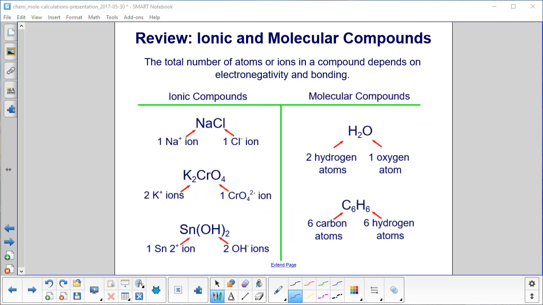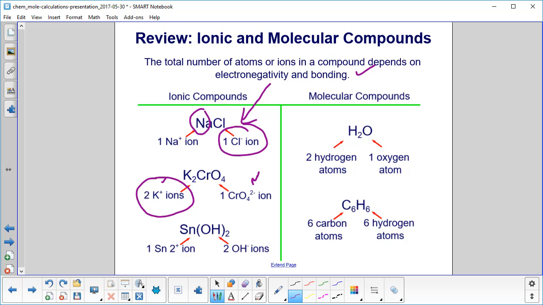In order to do calculations involving ionic and molecular compounds, we're just going to have a quick review here. The total number of atoms or ions in a compound depends on electronegativity and bonding. So here are ionic compounds. Sodium chloride, we have 1 sodium ion, 1 chlorine ion. Potassium chromate, 2 potassium ions, and you see the plus there for the potassium, and 1 chromate, CrO4, 2 minus. And then tin hydroxide, where we have 1 tin ion and 2 OH minus ions.